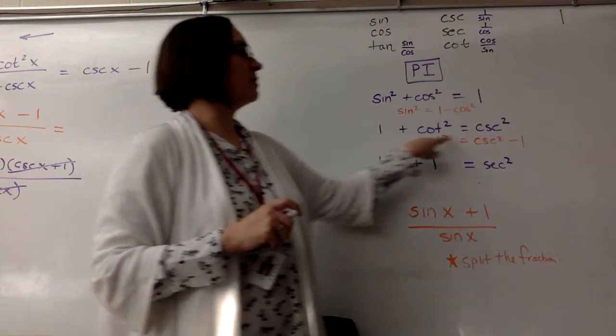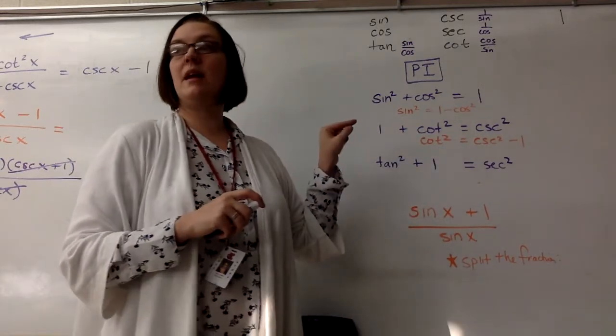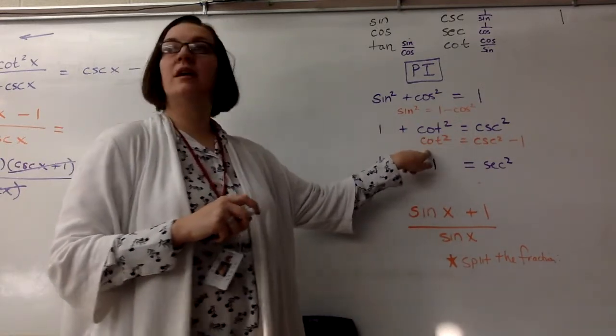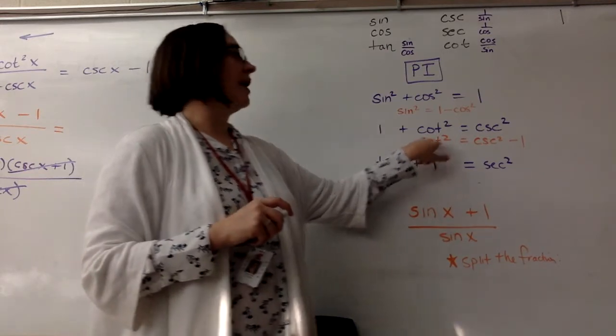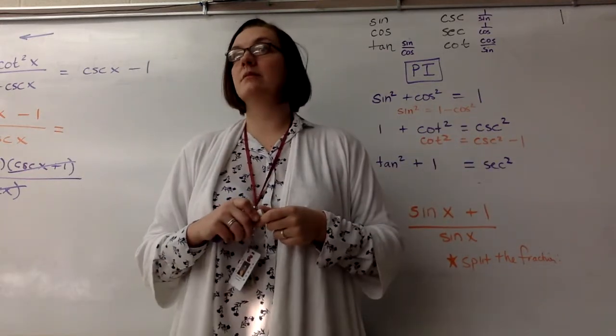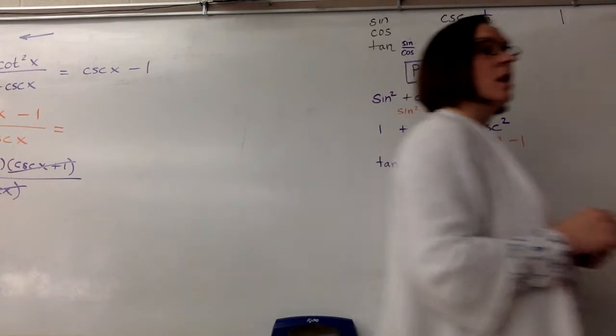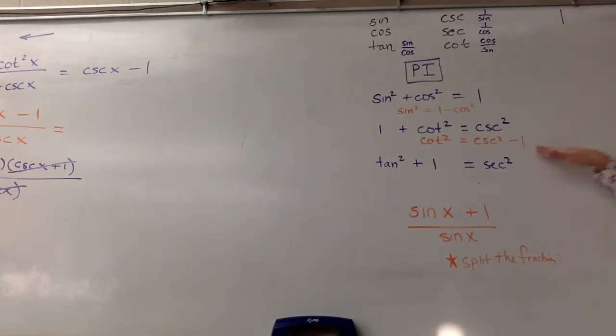I took this purple, which is an established identity, and I rearranged it to isolate cotangent. In doing so, I got everything in terms of cosecants and ones. Okay. So I will tell you, this strategy of using a Pythagorean identity to get to a difference of squares that factors will come up a lot.